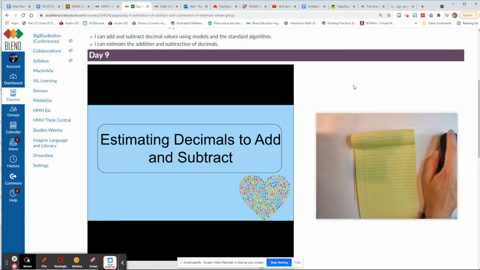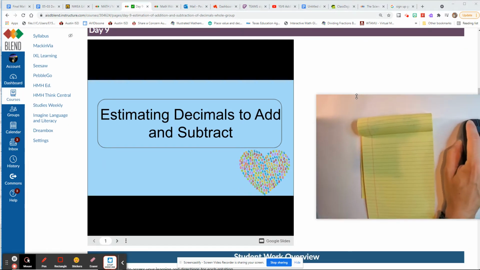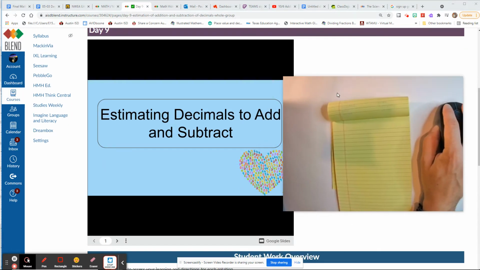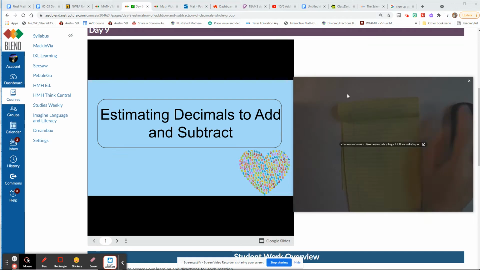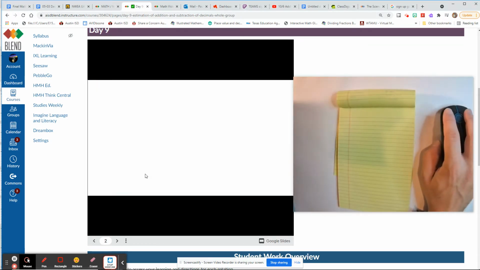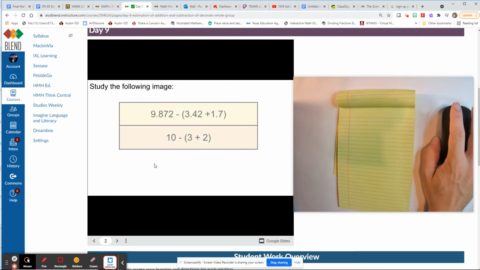Let's take a look at estimating decimals to add and subtract. Let me put this over here just in case we need to use it. And away we go. All right, so study the following image. Now, let's start to look at the numbers.